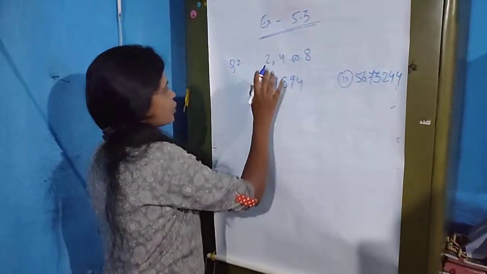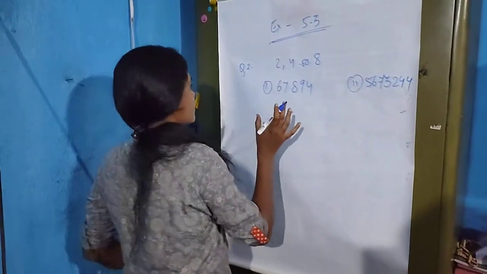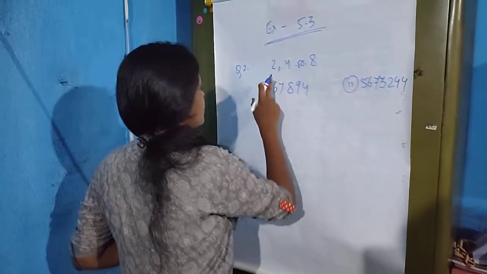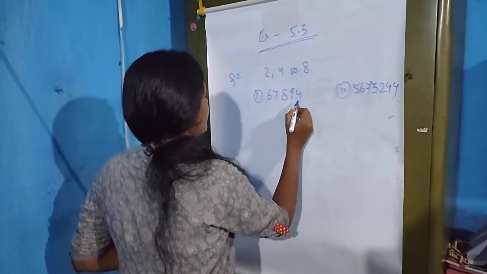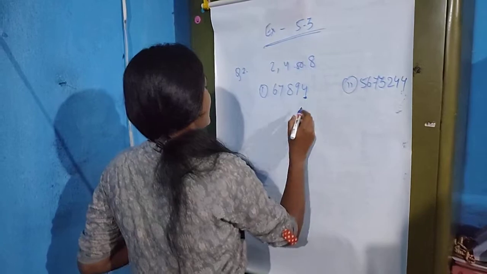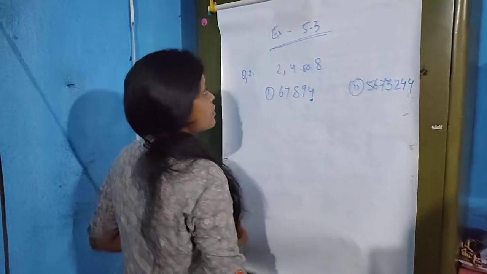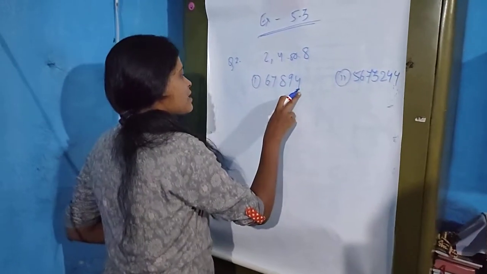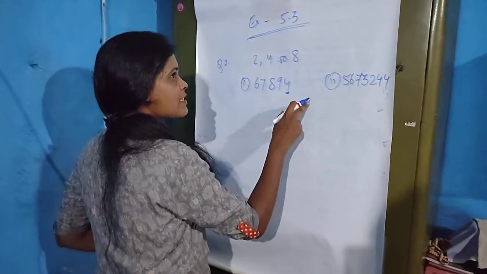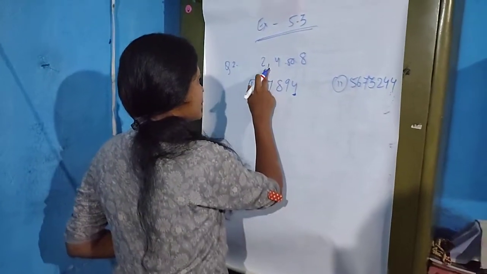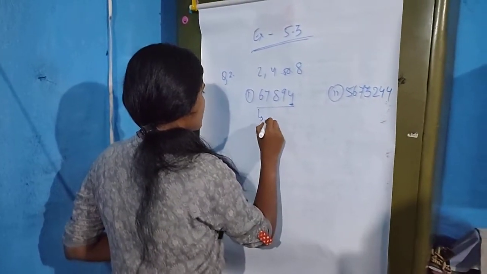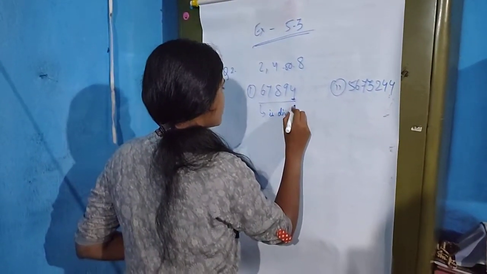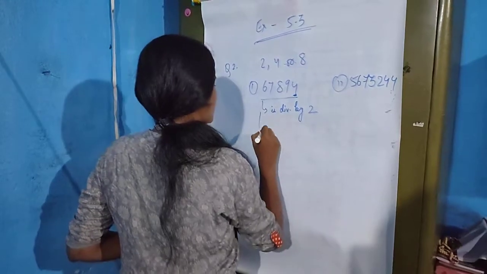For 2 you have to remember the condition. For 2 you know that you have to see the last unit digit. If the last digit is 2, 4, 6, 8 or 0, then that number is divisible by 2. So this is divisible by 2. Now check the condition for 4.